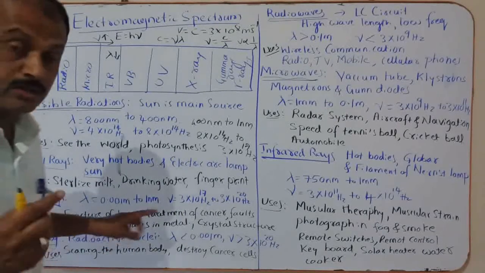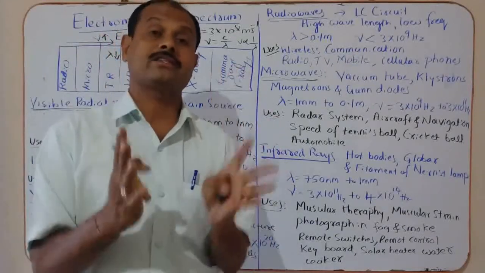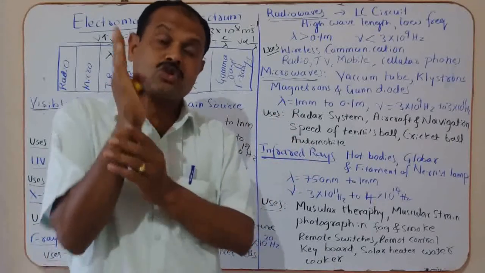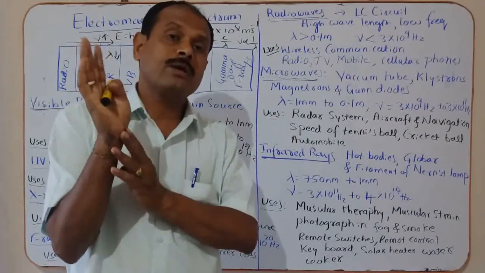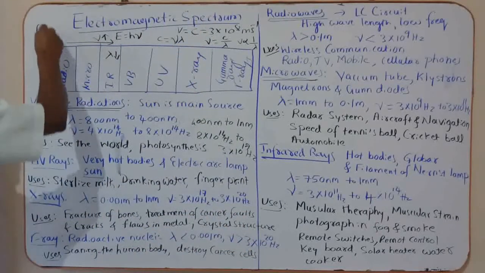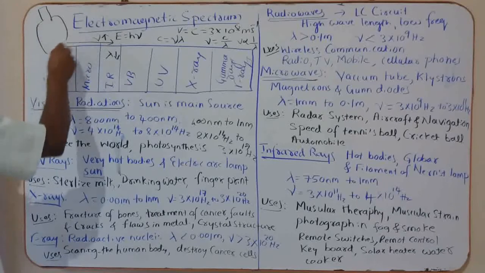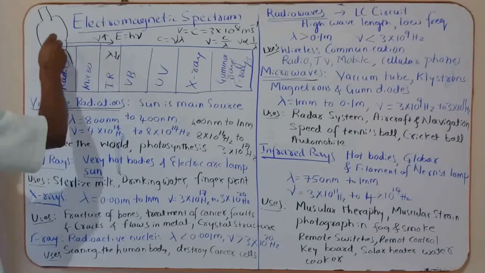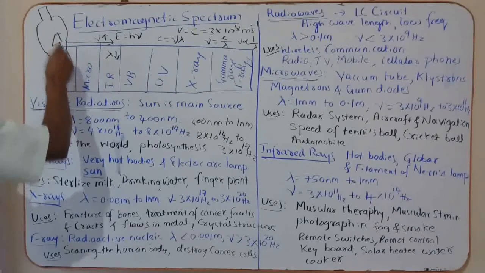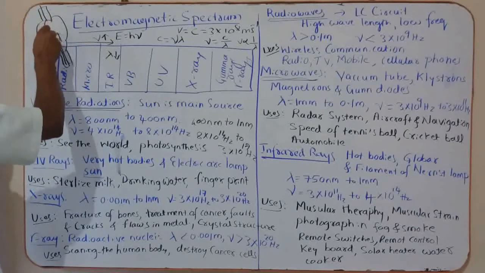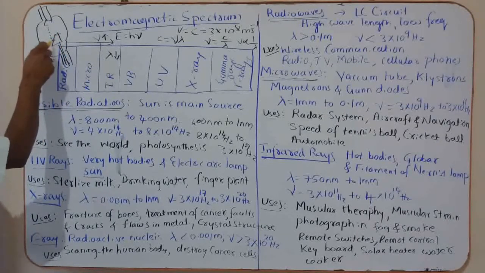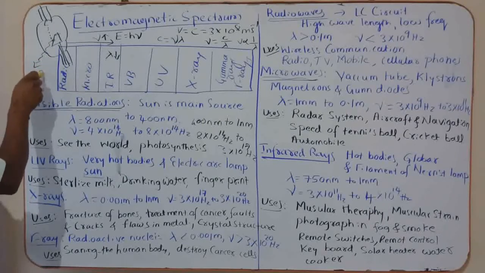Then you come to X-rays. X-rays are produced by the X-ray tube, where highly accelerated electrons are stopped by K electron capture by the target. In an X-ray tube there is a target. When accelerated electrons reach this target, they are stopped, K electron capture takes place, and X-rays are emitted here.